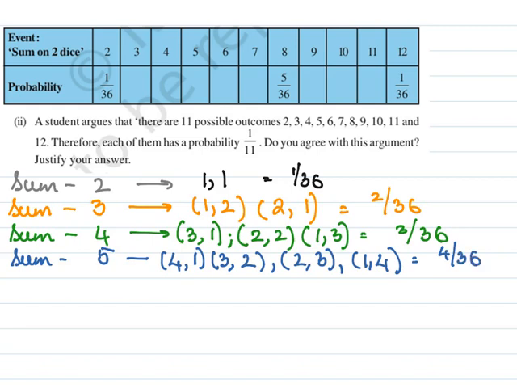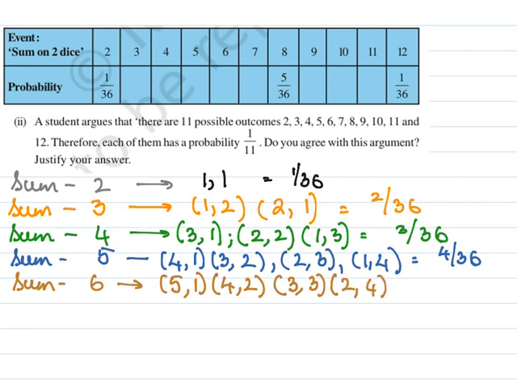Then next we will see getting sum 6. To get sum 6, it could be 5 on one dice, 1 on the other. Then we are getting 6, 4, 2, or it could be 3, 3, or it could be 2, 4, and it could be 1, 5. And if we count, this is 1, 2, 3, 4, 5 of them. So it is 5 out of 36.